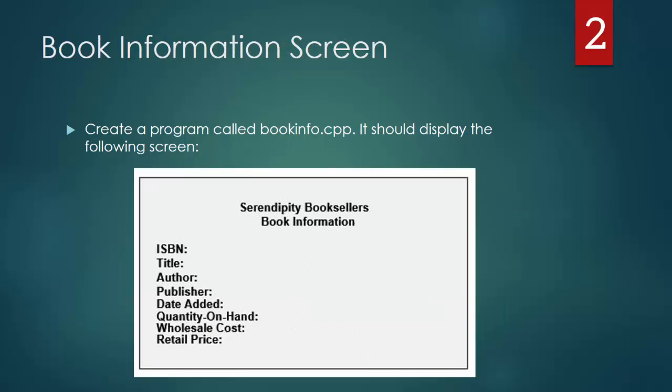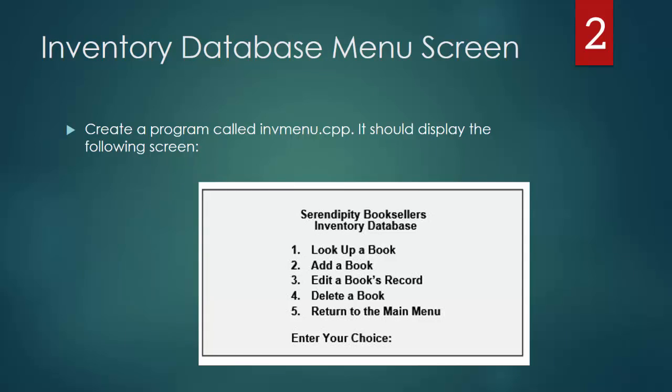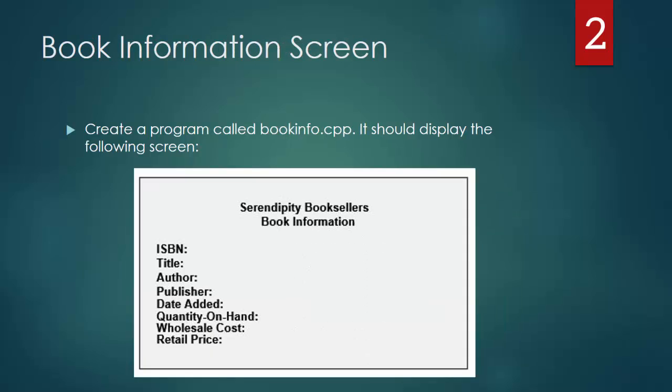And the book information screen, this is not a menu screen, this is simply how the book is being displayed. When we go over here to look up a book, then it will display all the information about the book: ISBN, title, date added, retail price, and everything else with it. The same like when we, let's say, go to add a book and then display it, this is what we will see.